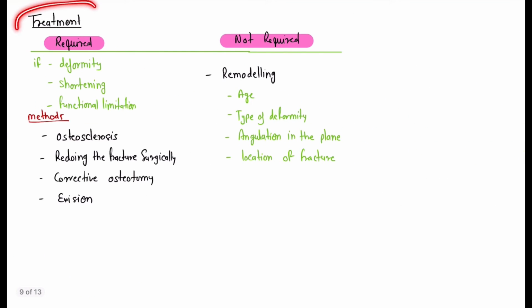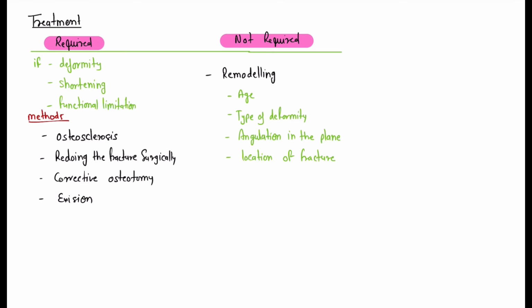Next, we have treatment. When will treatment be required? For malunion, the conditions where treatment will be required are if a deformity is there, shortening of limbs is there, and functional limitation is there. Then we have to go for the treatment. What will be the methods of treatment? Osteosclerosis, then redoing the fracture surgically, then corrective osteotomy and excision of the deformity.